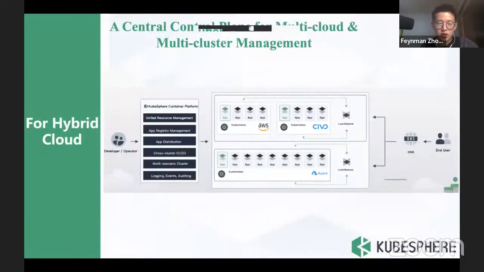So according to all of those requirements and pain points in Kubernetes multi-cluster management, we added the multi-cluster management feature in KubeSphere, and now it supports unified resource management, application distribution, and cross-cluster CI/CD. So whether you are using AWS, Civo Cloud, or managing your Kubernetes cluster on your local machine or in a data center, you can use KubeSphere as a unified control plane to import all of those Kubernetes clusters and manage them with ease. It allows you to propagate your applications across different Kubernetes clusters and multi-cloud.